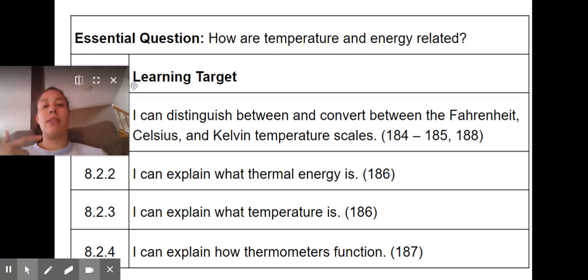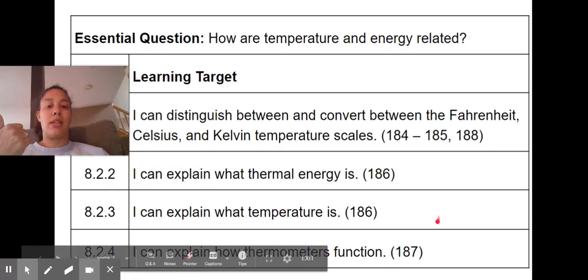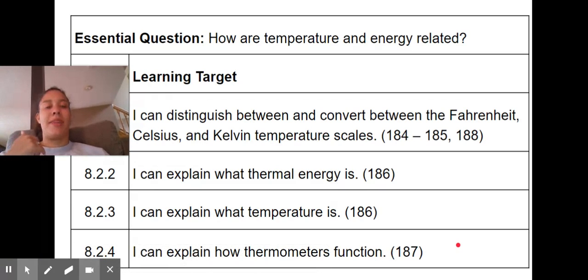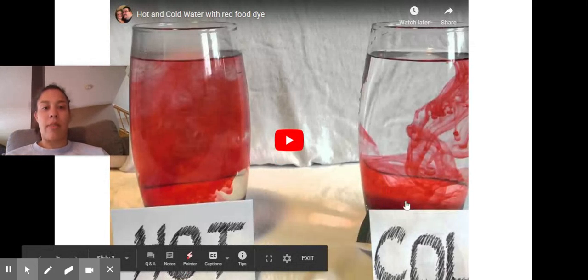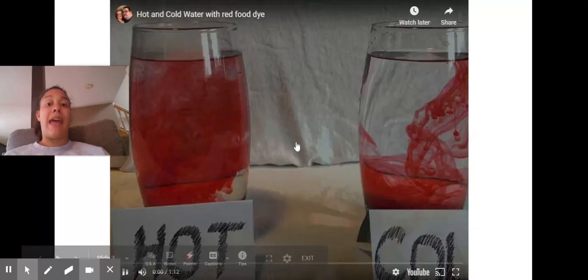By the end of this, hopefully you can answer: I can convert between Fahrenheit, Kelvin, and Celsius. So we're going to do some calculations. I can explain what thermal energy is and how it applies to our temperature scales. I can explain what temperature is, and the last one is, I can explain how thermometers function.